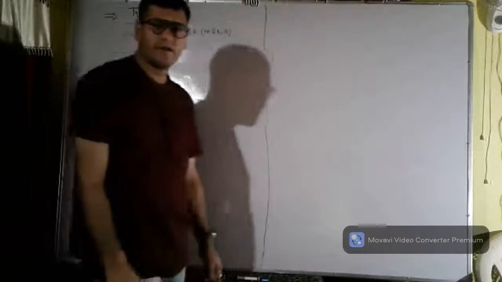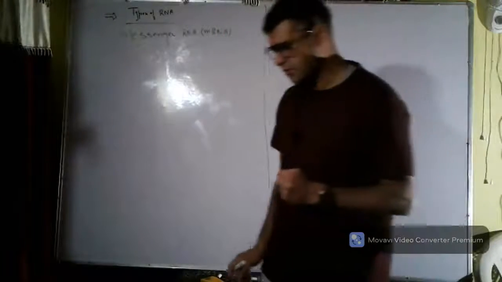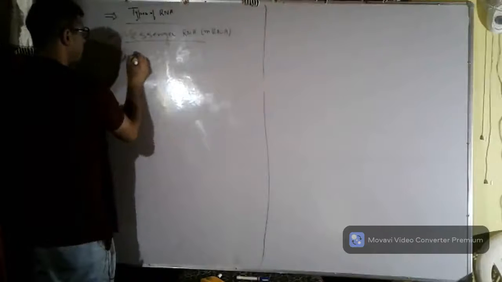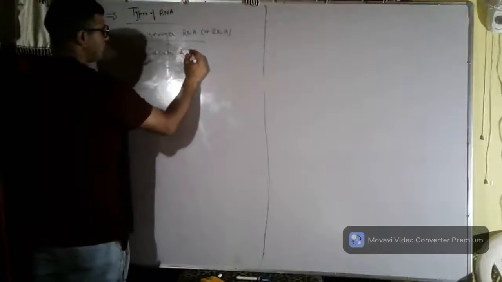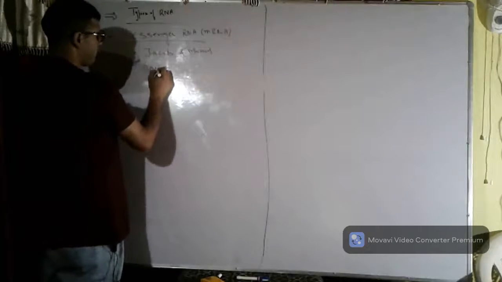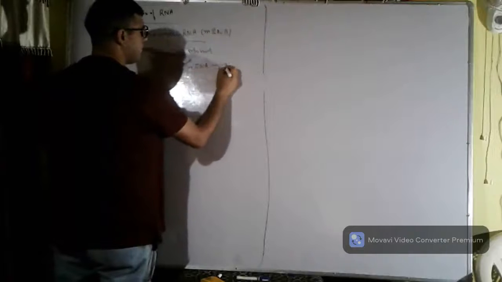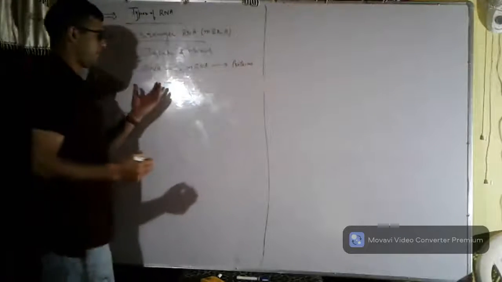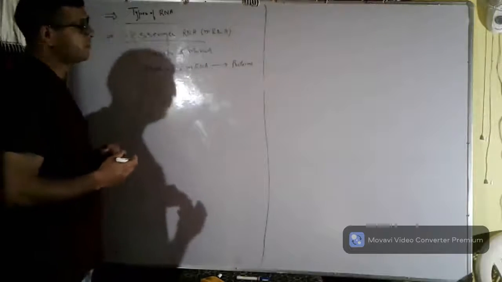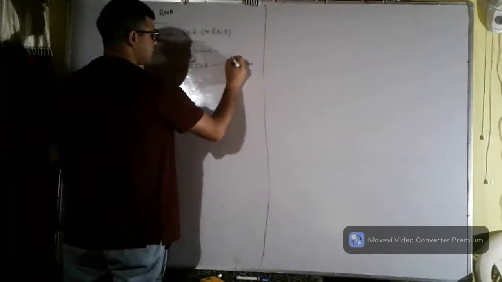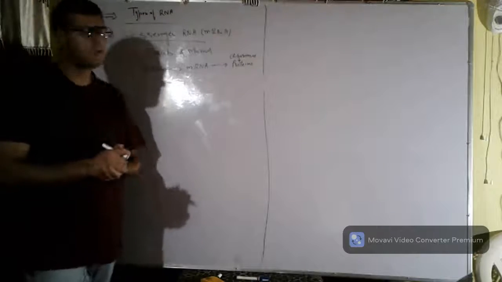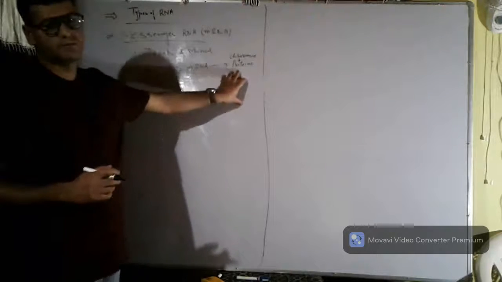The term messenger RNA was for the first time coined by Jacob and Monod. This messenger RNA carries the genetic information in a coded form from DNA to ribosomes for protein synthesis.